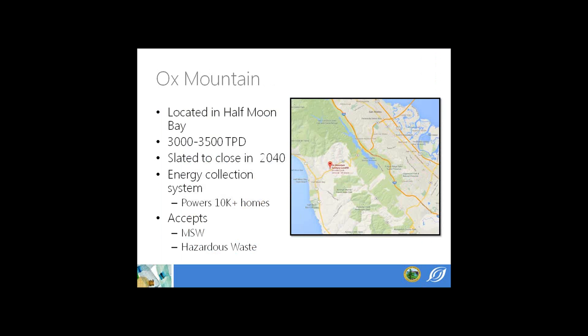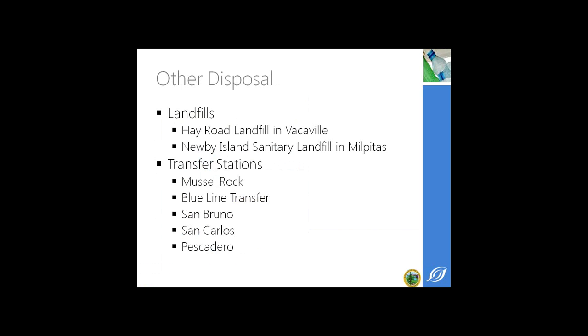Locally, Ox Mountain is the landfill where probably a majority of the material goes from San Mateo County. It's located in Half Moon Bay, and it takes in 3,000 to 3,500 tons a day. It's actually slated to close in 2040. It does have a gas collection system in place where it collects the gas, the methane that's released from the landfill, and it goes to power local homes. It accepts a wide variety of material, including hazardous waste. Other local facilities are the Hay Road landfill and the Newby Island landfill, and then there's a number of transfer stations where materials come into and then they are shipped out to more distant landfills.